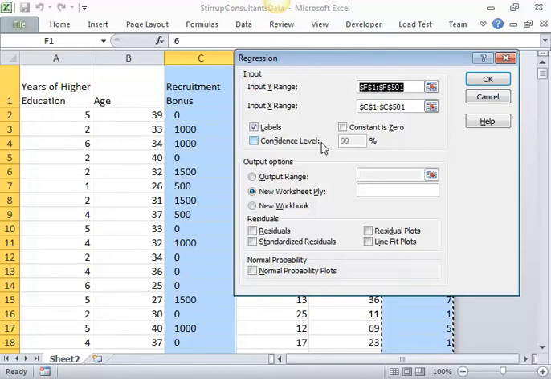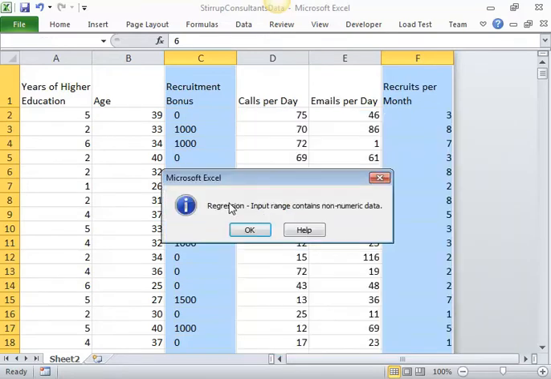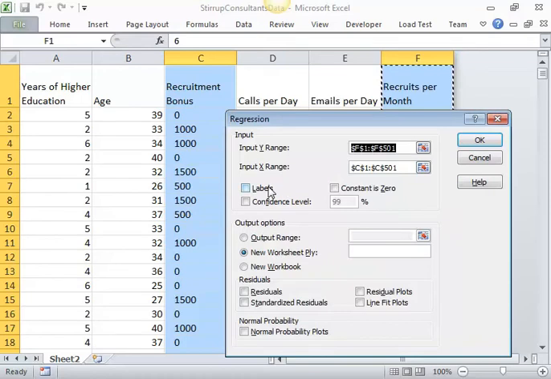So with these two settings set, the one thing that you have to make sure that you do is to click on Labels. Because I included the titles at the top of the columns, I have to click Labels to let it know that the labels will be there. If I don't click it, it'll give me an error: input range contains non-numeric data, because it thinks that there's words in the data that we're asking it to regress. So we make sure Labels is clicked and click OK.